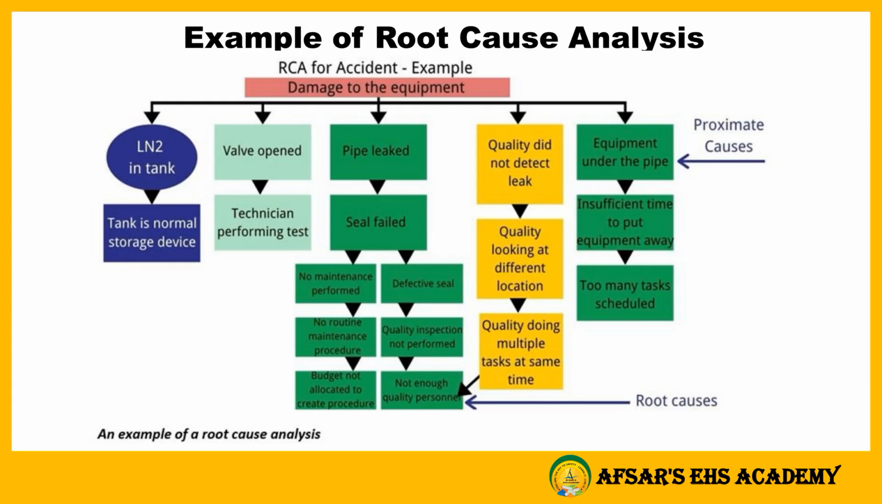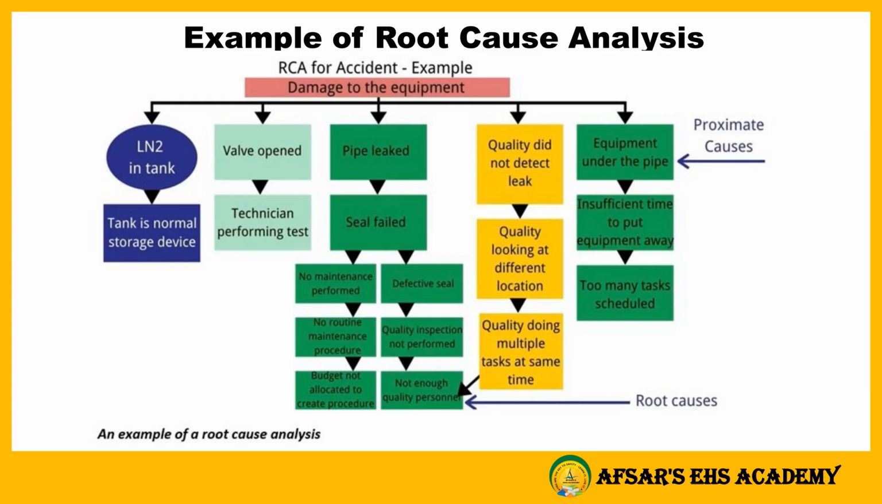In the second column, it is shown that there may be chances that the valve remained open after the technician performed the test and resulted in the accident. In the third column, the accident occurred due to a pipe leak. Why pipe leak? Due to seal failed. Why seal failed? There are two chances. There may be a defective seal or no maintenance is performed. Why no maintenance? Because there was no maintenance procedure. And why no maintenance procedure? There is no budget allocated to create the procedure.